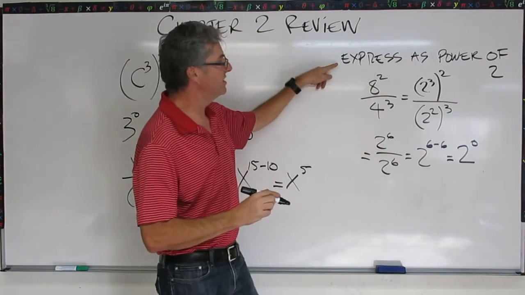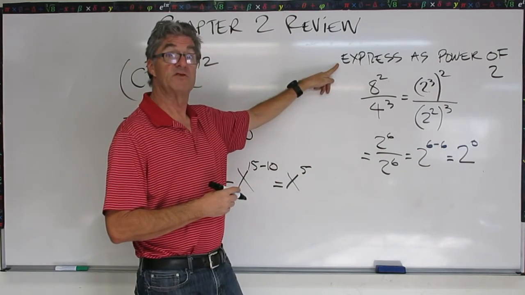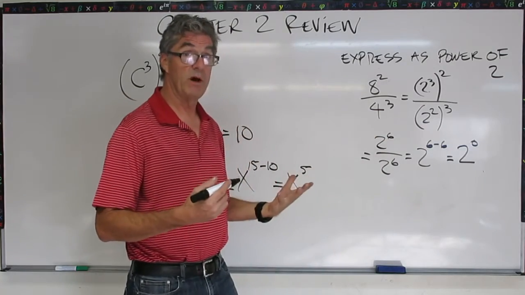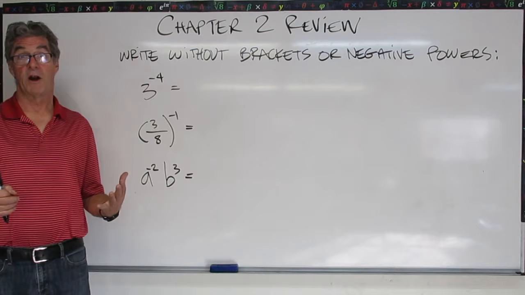However, the instruction is express as a power of 2. So we need to leave it as 2 to the 0, even though we know that's 1. Okay, let's do a few more.